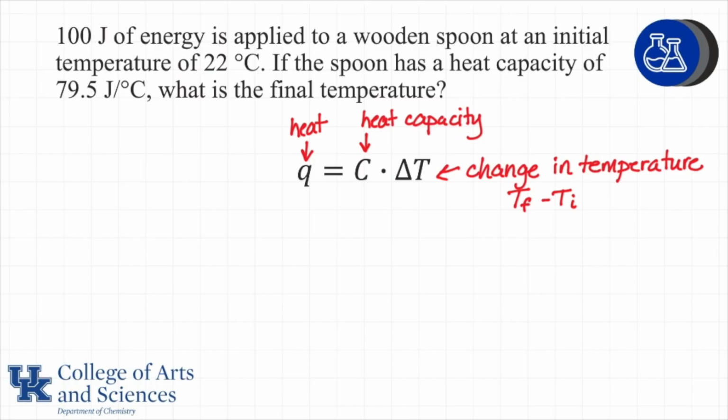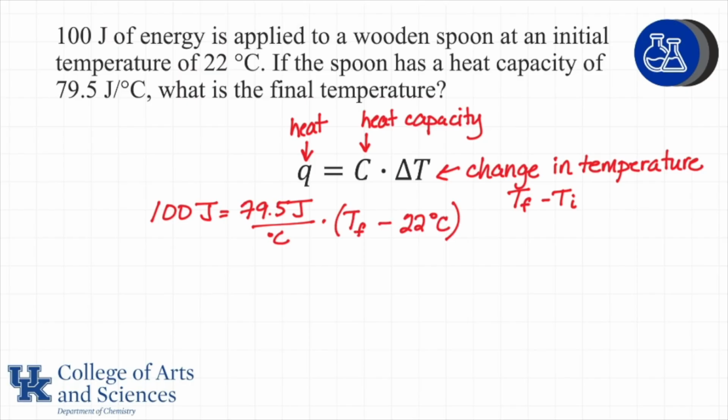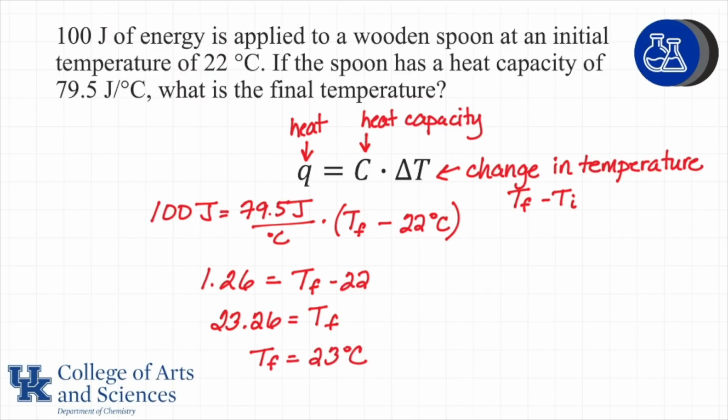Now we can plug the values into our problem. We have 100 joules equals 79.5 joules per degree Celsius. Notice no units of grams in this value. We have TF, that's what we're trying to find, and our TI is 22 degrees Celsius. I'm going to divide both sides by the 79.5 and get 1.26 equals TF minus 22. Add 22 to both sides and get 23.26 equals TF. And then TF equals 23 degrees Celsius when I round it to the correct number of significant figures.